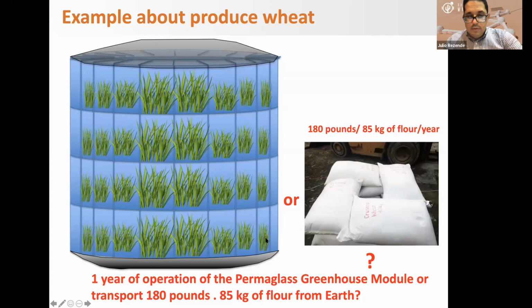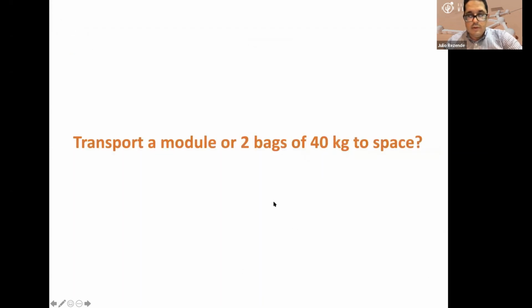It's important to have the comparison, looking at different plants to decide what is the best plant to be cultivated in space. It's an important question, like transporting a model or 2 bags of 100 or 40 kilos to space.